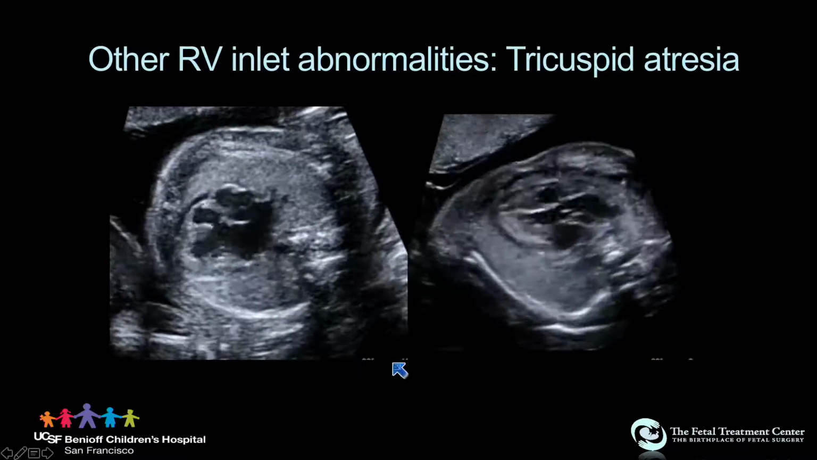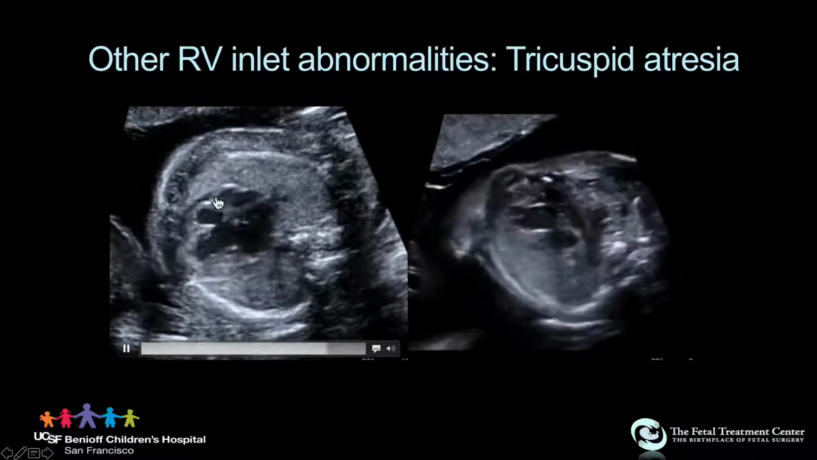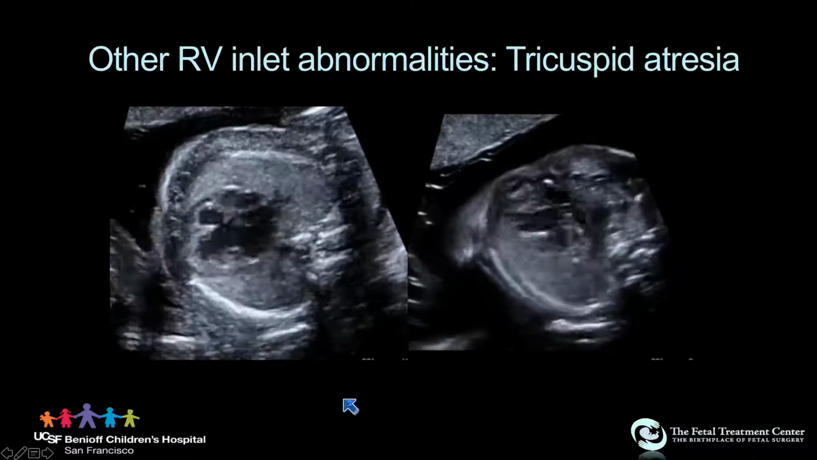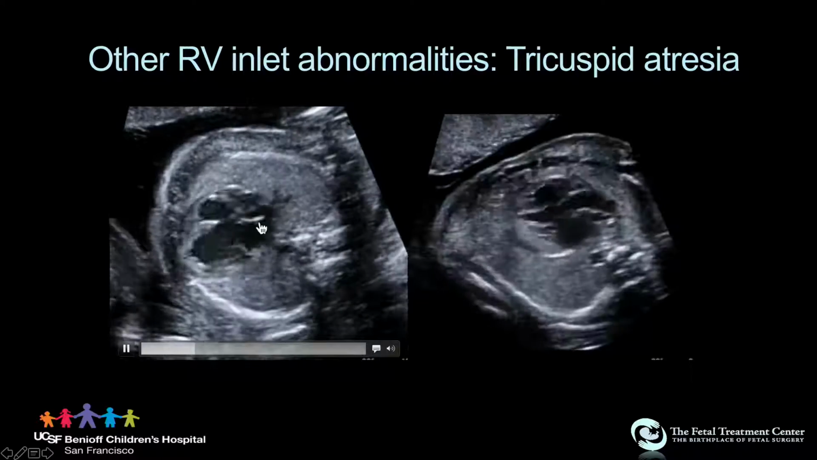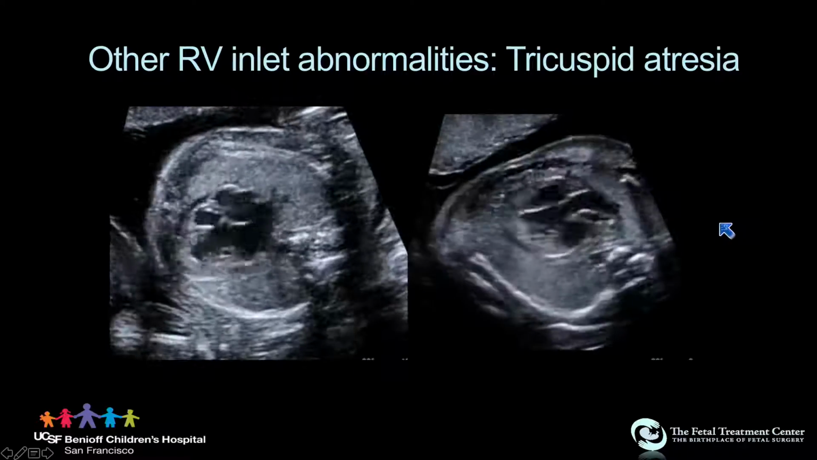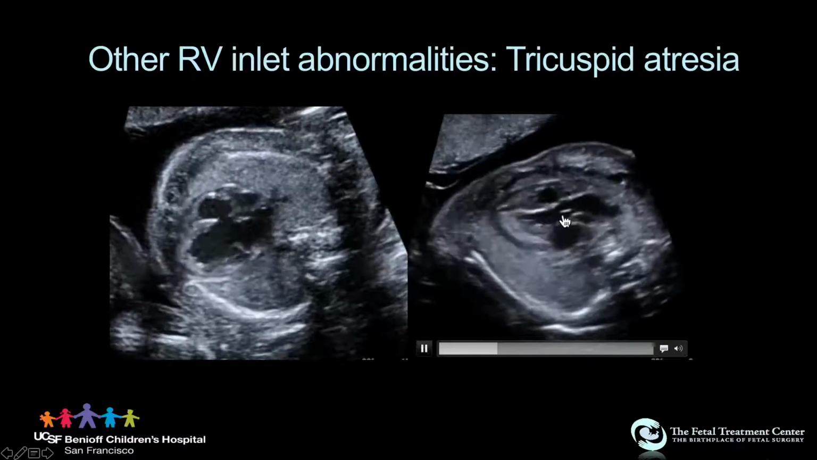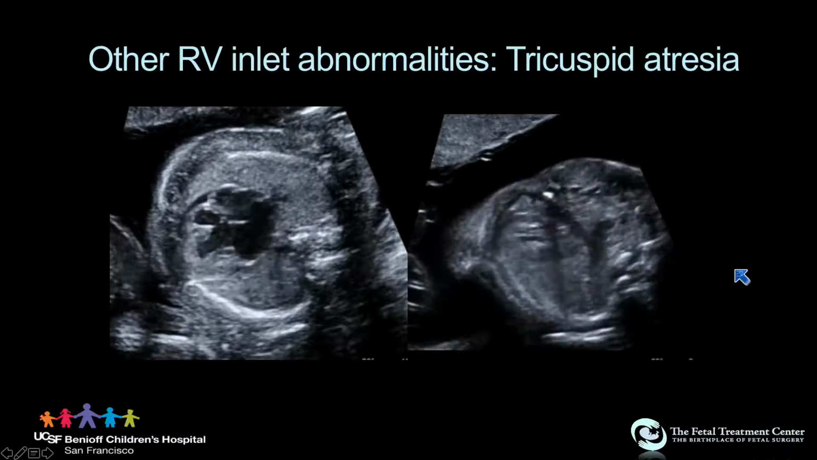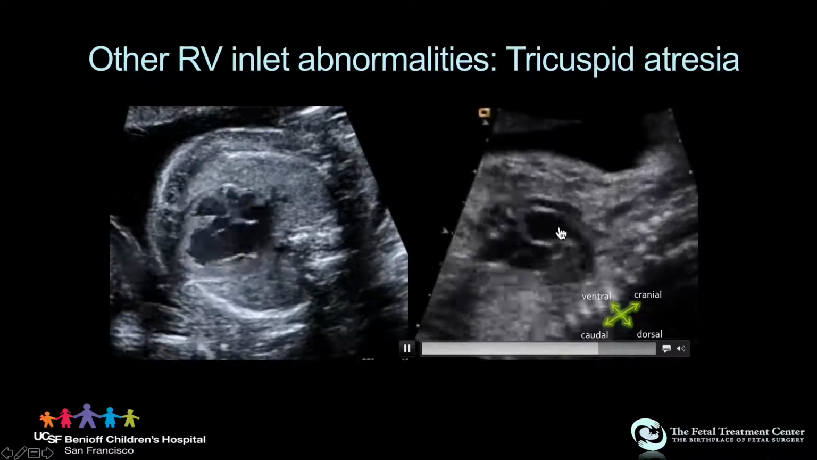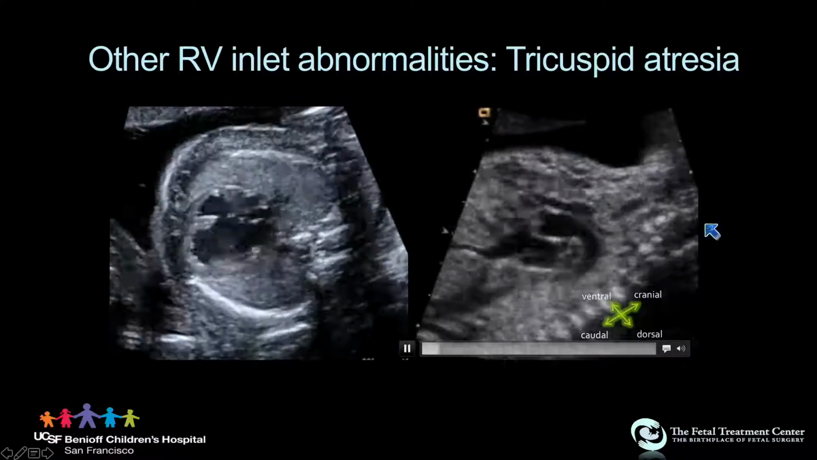One more example of an RV inlet abnormality is tricuspid atresia. So here there's no tricuspid valve, normal mitral valve. There's usually a ventricular septal defect. And when we're describing tricuspid atresia, we have to pay attention to the outflows as well, because they can be normally related, as shown here, or they can be transposed, as shown here, where this is the ductus and this is a tiny interrupted aorta.